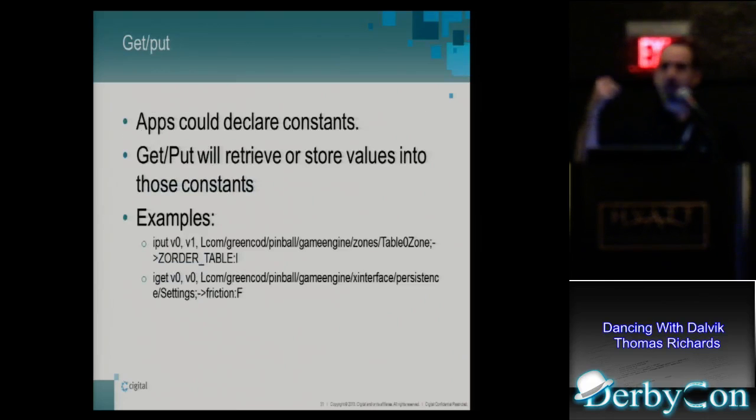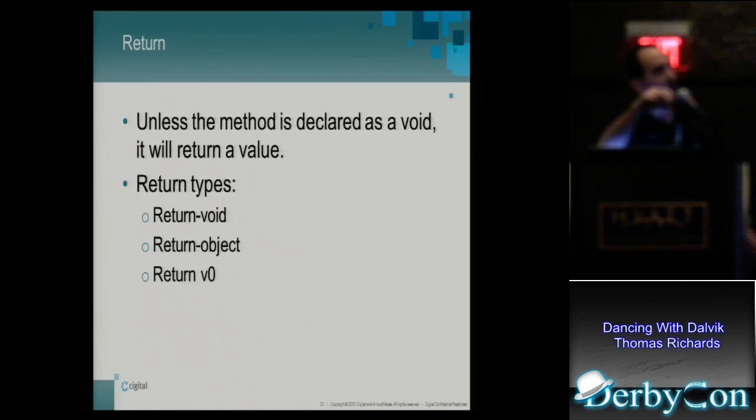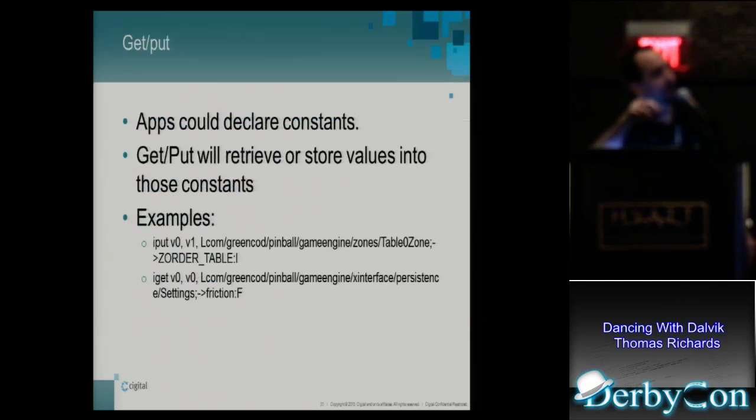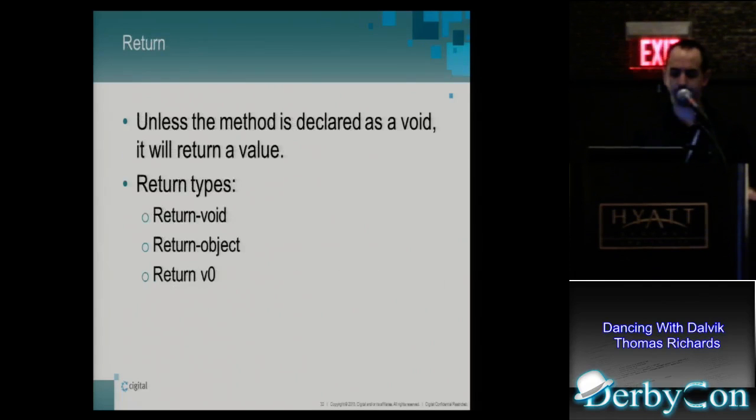Get that? So there will be static variables or global variables defined at the beginning of the function. And this is where get and put come into place because these variables will be referenced throughout the code. Just 2 examples here. IPut will put the value into the order table, and then IGet will read the value from field F and assign it into the V0 register that's being used throughout the code.